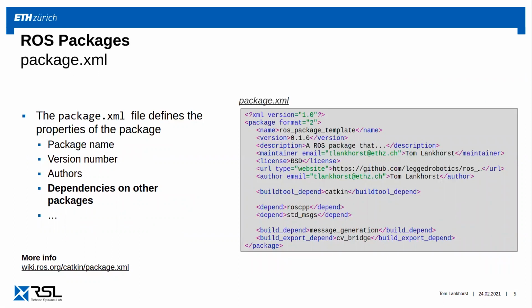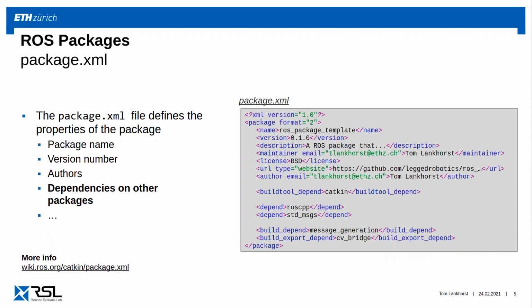The package.xml file tells ROS and Catkin what your package contains and contains essential metadata about your package. This includes the name of the package, which should correspond to the directory name of your package, the version number in a typical major, minor, patch notation, the authors and the maintainers of the package, including their emails, and, importantly, dependencies on other packages.